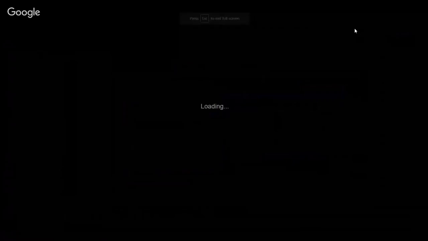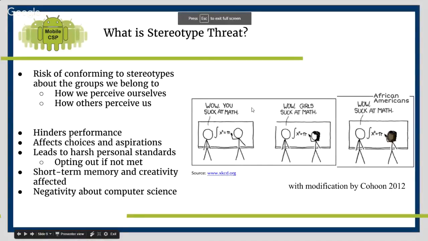All right. So the second part of the presentation is on stereotype threat. And the reason that we talk about this is with the course Computer Science Principles, we have a goal of broadening participation in the field of computer science in general and wanting to make sure that we're reaching students that are typically underrepresented in computer science. That includes women as well as minorities and people with disabilities.